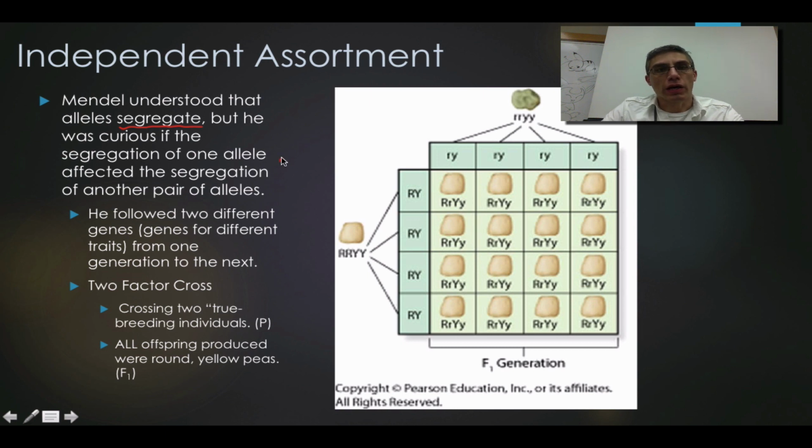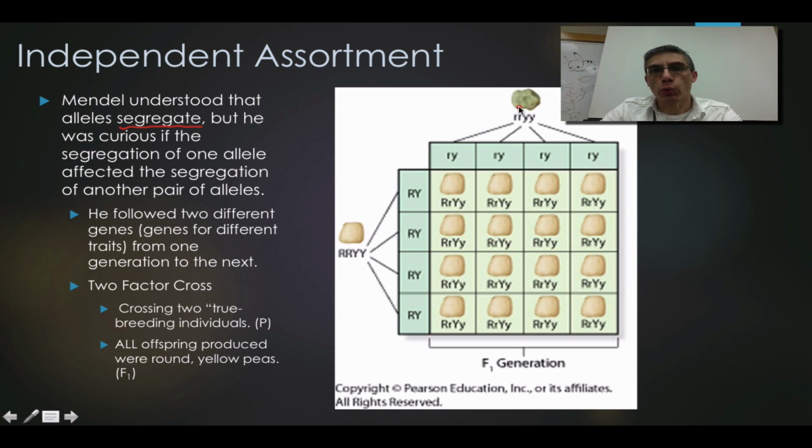Now, his next question was, he was curious, did segregation of one allele actually affect or influence the segregation of another pair of alleles? So what he's looking at basically is this: if you look at two characteristics in an individual, do they affect each other as those alleles travel into the gametes, into the sperm or the egg? So he decided to follow two different genes, genes for different traits, from one generation to the next, and that's what they're doing over here on the right hand side.